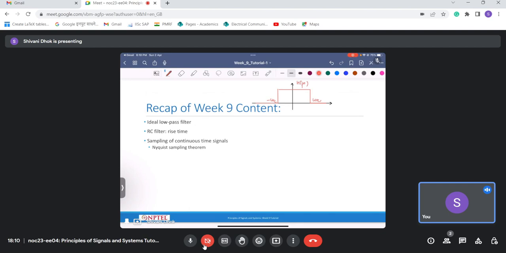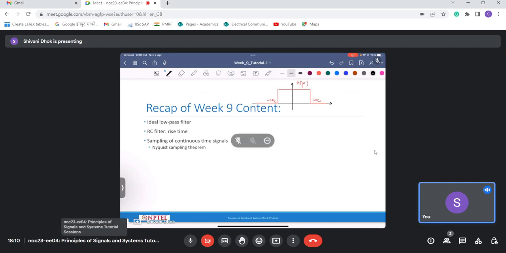Okay, the next thing that was covered was the rise time, the rise time for a simple RC circuit, which is basically a crude, very basic low pass filter. It is a circuit where R and C, that is resistor and capacitor, are connected in series, and the output is taken across the capacitor.